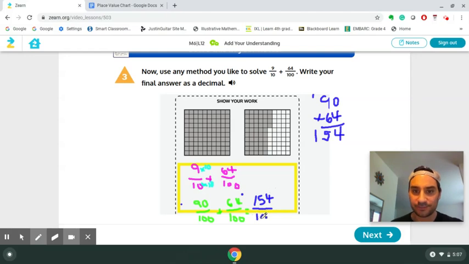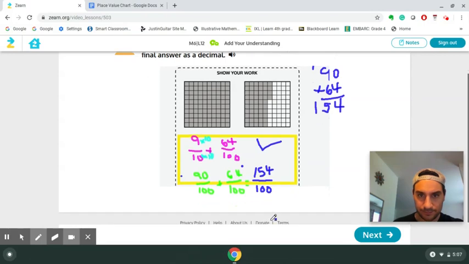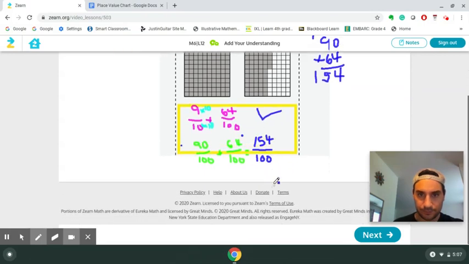154 hundredths. But this right here, okay, that is an improper fraction. We can't leave our answer like that. So what I'm going to do is decompose it. I'm going to take out 100 hundredths. So I'm going to turn it into two fractions: 100 hundredths and 54 hundredths.